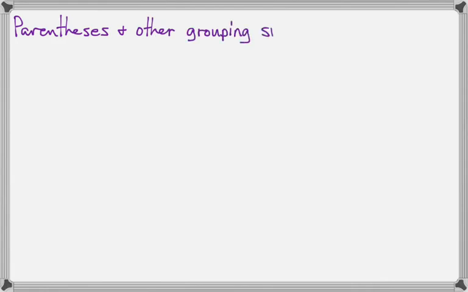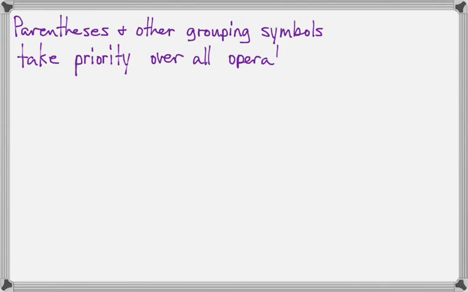In these next few examples, for the first time, we get to see parentheses. So parentheses and other grouping symbols like brackets are going to take priority over all the operations. Parentheses are a way of saying, hey, I get to come first. It's a way of letting some operations cut line in front of others.